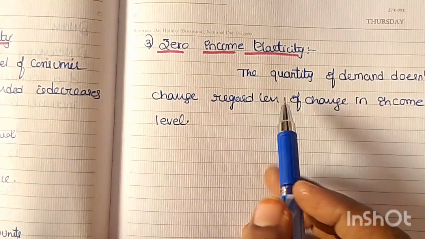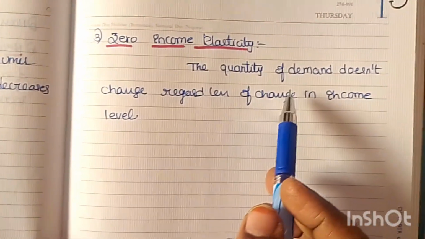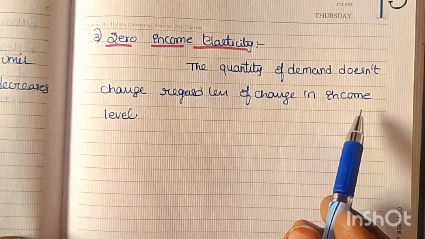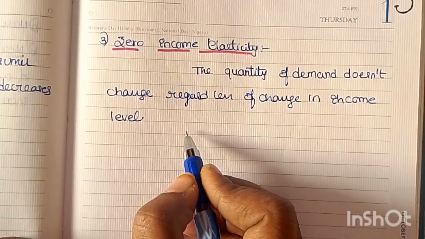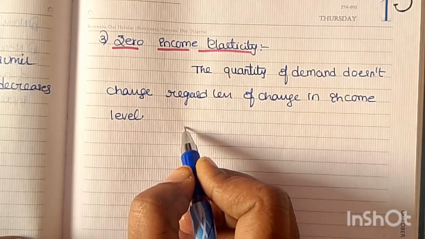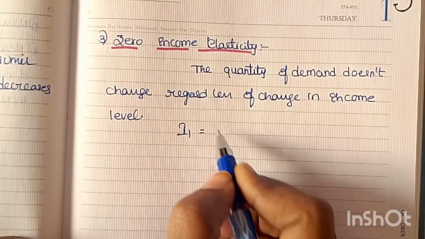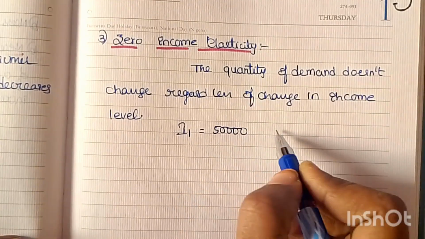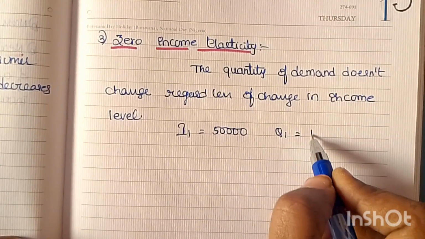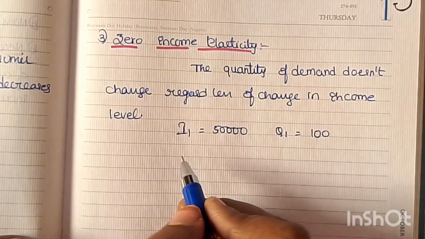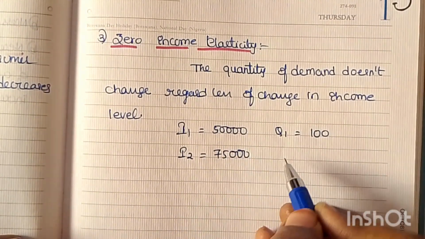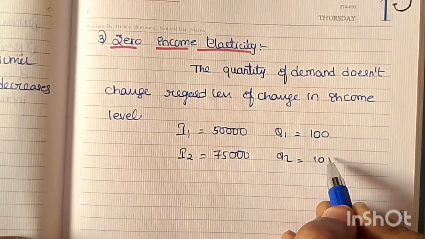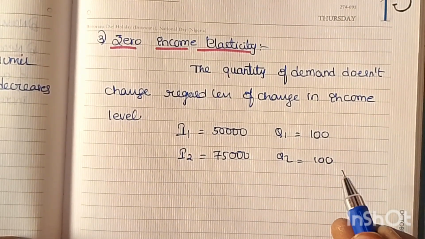Okay, so here the quantity demanded does not change regardless of the change in the income level of a consumer. Means here the quantity does not change according to the changes in income level of a person. Suppose the income level of a consumer is 50,000, then the quantity demanded for a particular product is 100, okay. Then the income level of the consumer increases to 75,000, then the quantity demanded is also the same, 100 units only.